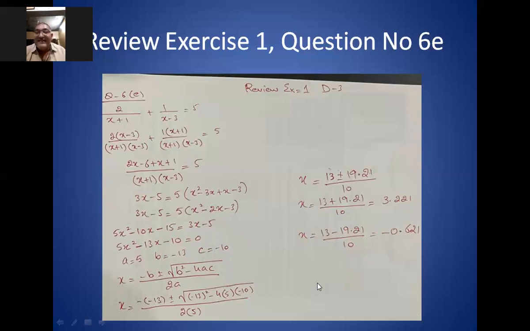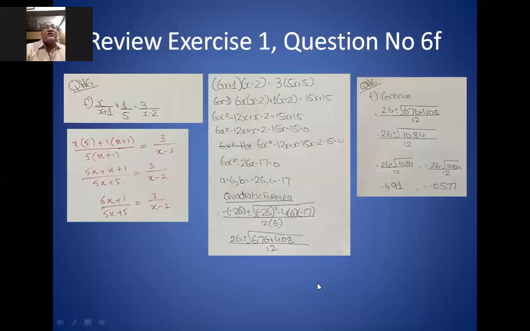This is a very easy concept, and it is very important. This always comes in the Cambridge exam. Okay, so that was question number 6, E part. Okay, so now we are moving to the next part. That is question number 6, F part.